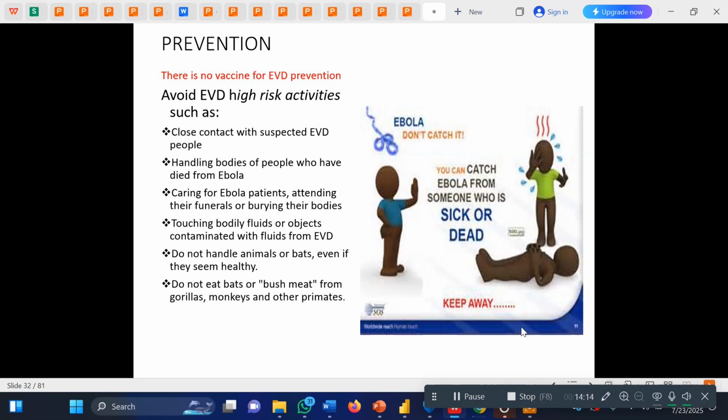So avoid Ebola virus disease high risk activities such as close contact with suspected cases, handling bodies of people who have died from Ebola virus, caring for Ebola virus patients, attending their funerals or burying their bodies, touching bodily fluids or objects contaminated with fluid from Ebola virus disease. Do not handle animals or bats even if they seem healthy. Do not eat bats or bushmeat from gorillas, monkeys, and other primates. These are very important to prevent Ebola virus disease.